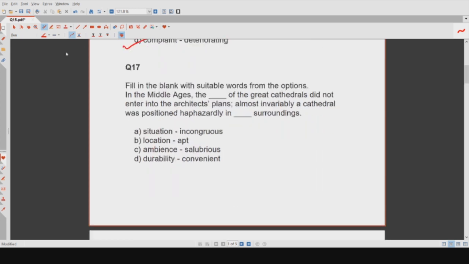Question 17. Fill in the blank with suitable words from the options. In the Middle Ages, the dash of the great cathedrals did not enter into the architect's plan. Almost invariably, a cathedral was positioned haphazardly in dash surroundings. If you put the options one by one in the given blank, the answer that would be most suitable for this question will be option A, situation and incongruous. If you feel any doubt in this question, please comment in the comment section.